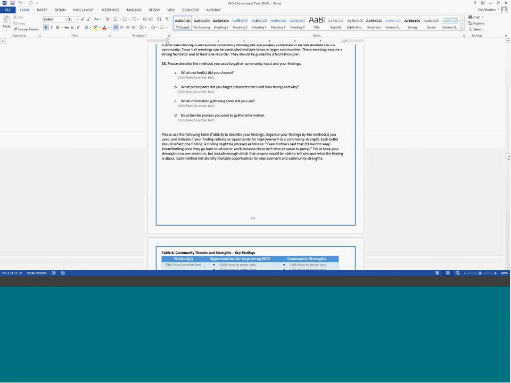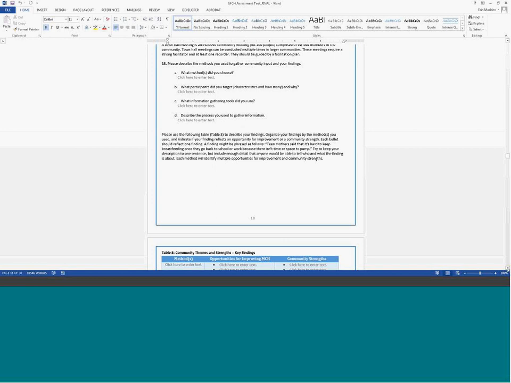Then you'll talk about the information gathering tools you used. So you might have used a focus protocol that has these questions, and you'll list out those 5 questions. And you'll describe the process that you used to gather the information. So if you did a focus group, you'll say, we invited 10 community members, 8 came to the focus group. We provided refreshments and an incentive to participate. It was facilitated by so-and-so. It lasted about an hour, that type of information.